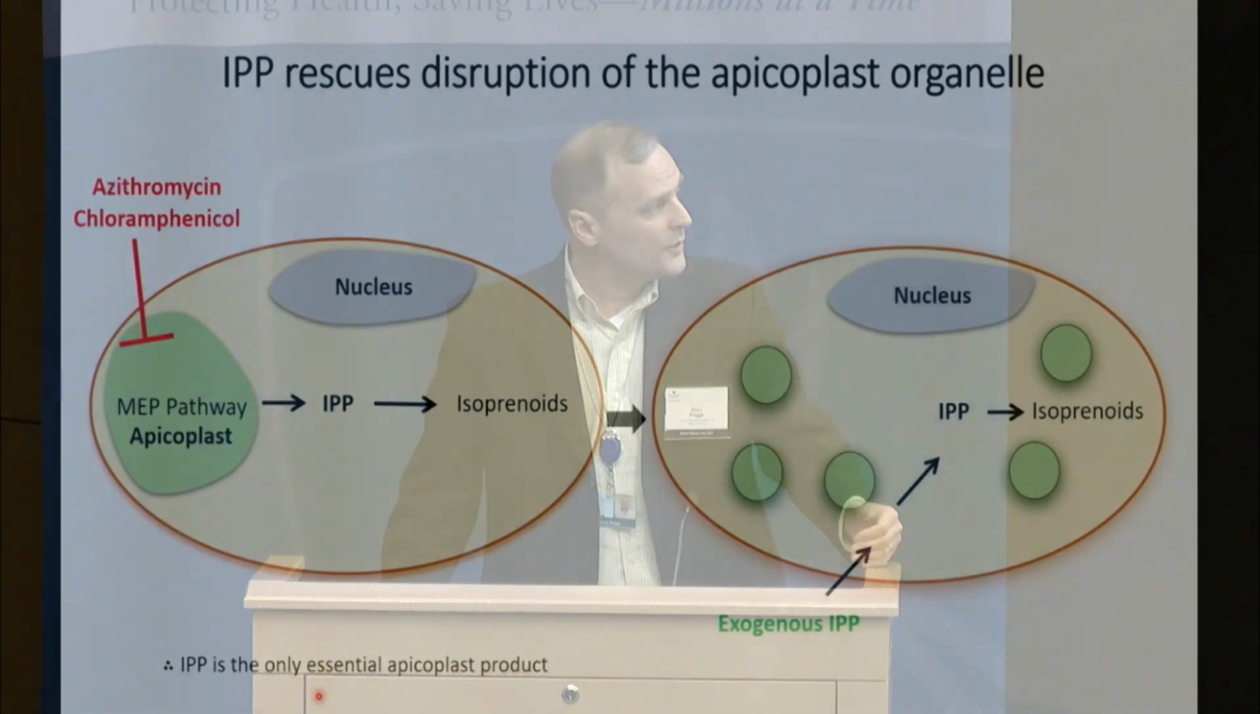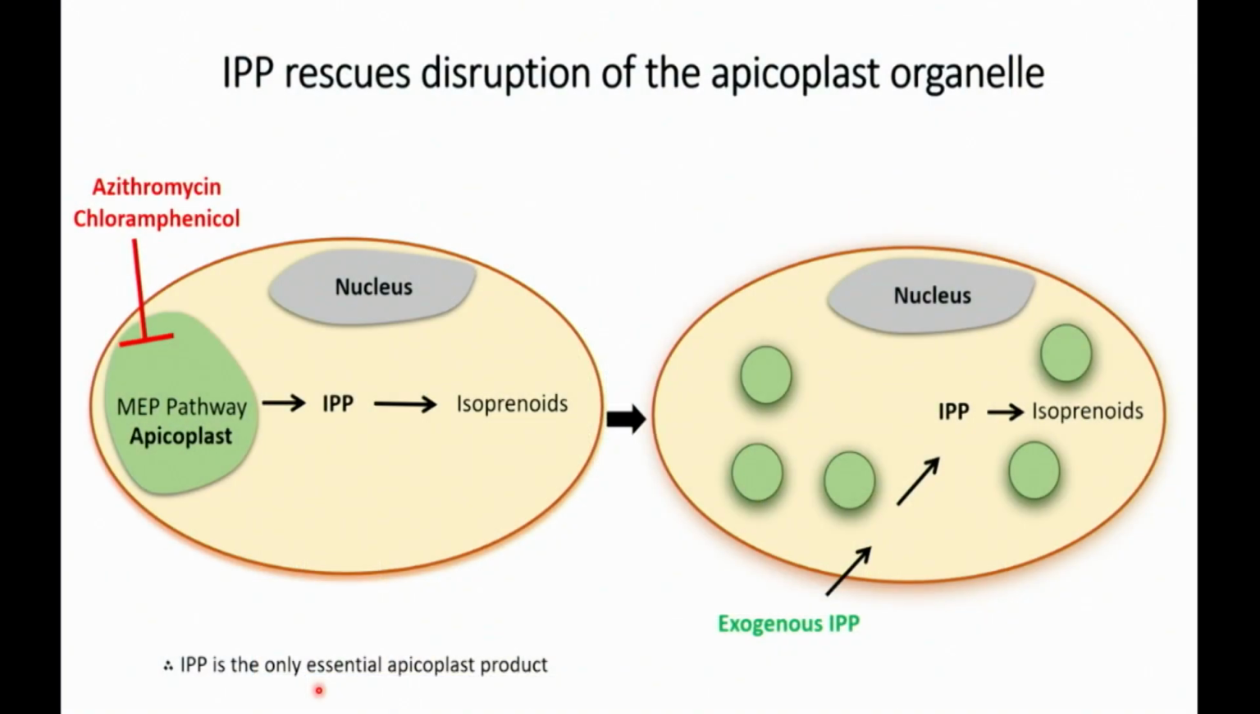But it's surprising that the isoprenoid IPP is able to keep these parasites alive. And the implication here, which I'll talk a little bit more about later, is that seems to indicate that IPP and isoprenoids are the only essential product of the organelle. So that makes logical sense, even though we think now that may be wrong.